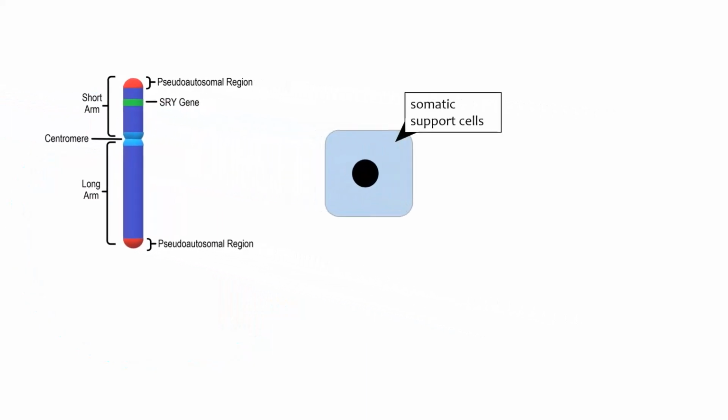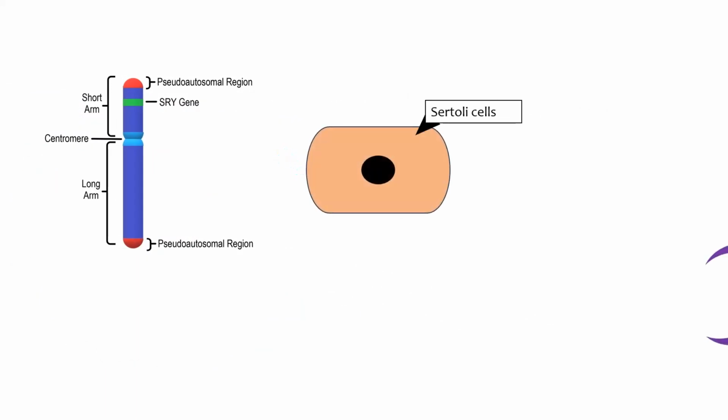The SRY enables the somatic support cells to become precursor cells by the release of the TDF. TDF stands for testis determining factor. This factor will induce the formation of the male gonad, and in the absence of this TDF, the genital ridge will develop as a female gonad, namely the ovaries.